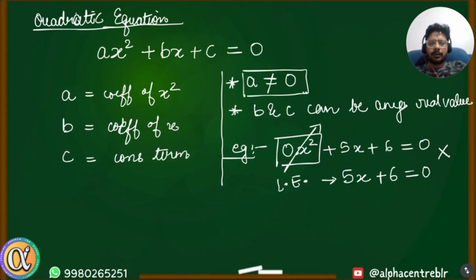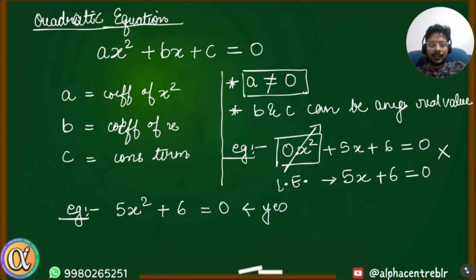B or C can be 0. For example, if I write an equation like this, 5x² + 6. Is this a quadratic equation? Yes, it is. But then it should be like bx, right? Yes, that's what I said. B and C can be any real value. It can be positive, negative, 0. There is no restriction on B and C.